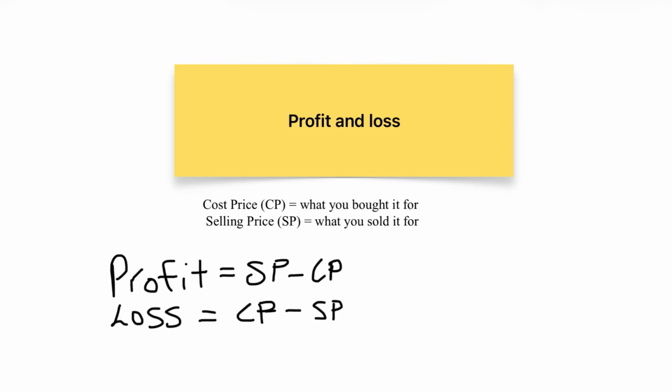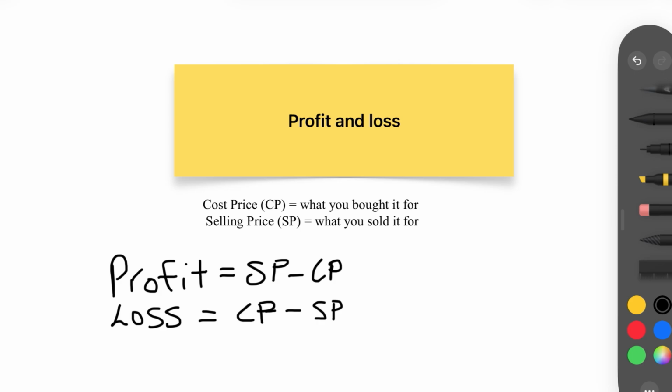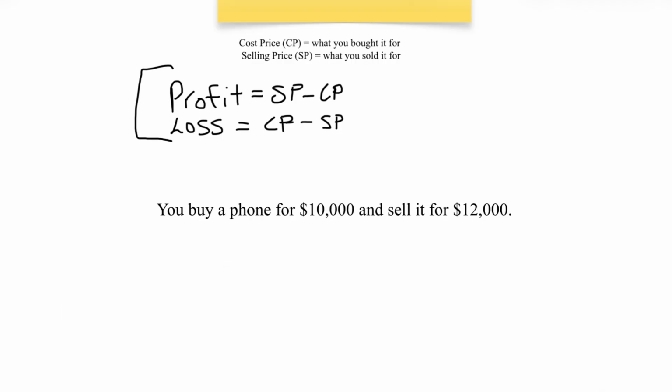So cost price is what you bought it for, while selling price is what you sold it for. Pretty simple, right? And here we have the formula to find it. To find the profit, it is the selling price minus the cost price. And to find the loss, it is the cost price minus the selling price. So here we have an example.